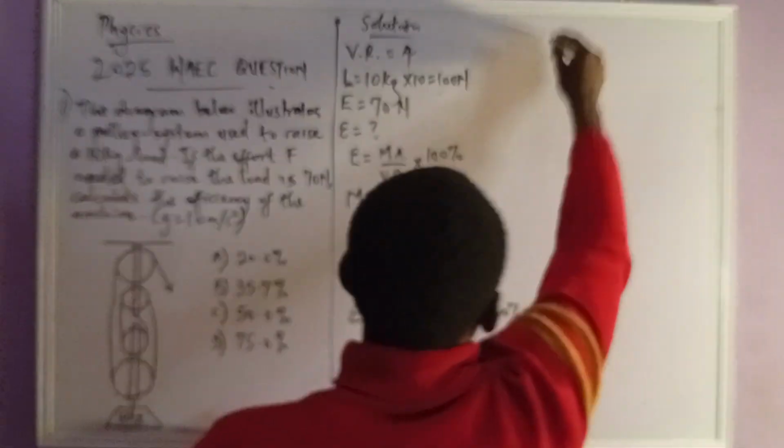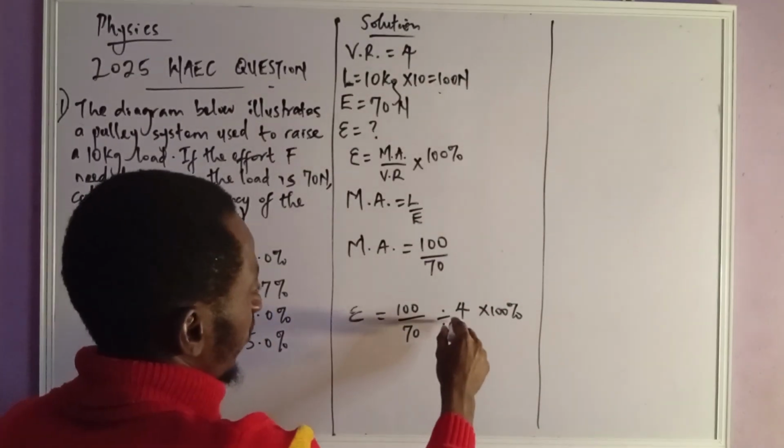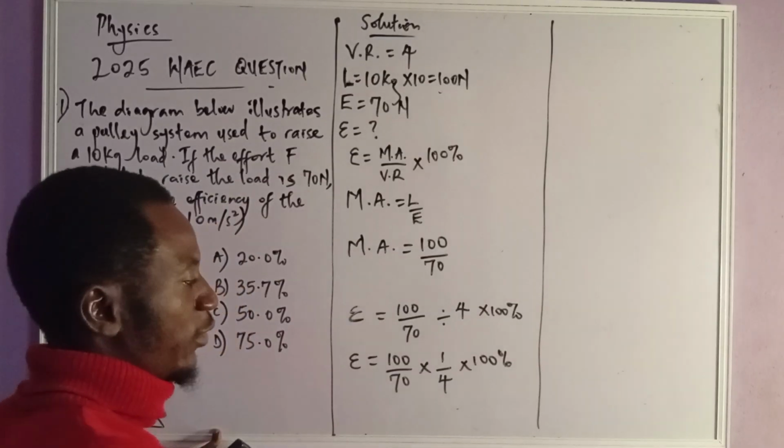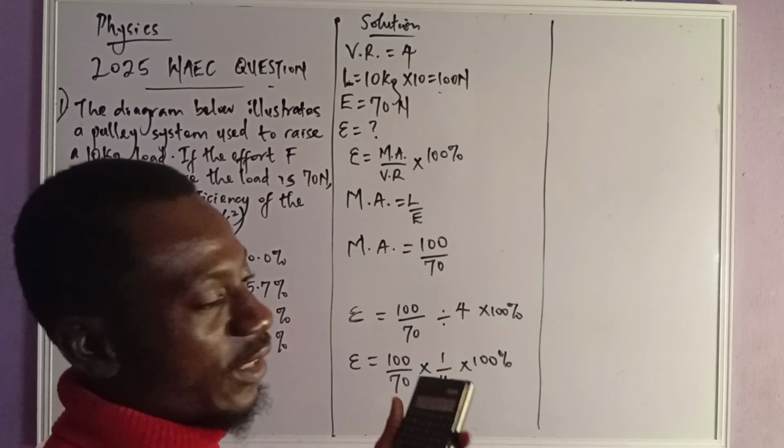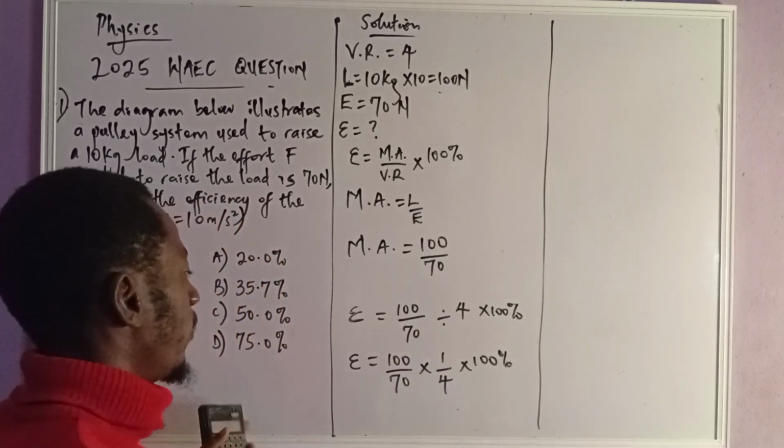So from this point, I can turn this division into a multiplication sign and invert this. That means my efficiency is going to be equal to 100 divided by 70 multiplied by 1 over 4 multiplied by 100%. And from this point, I can start doing any reduction I want to do, or at the same time pick my calculator and calculate everything out.